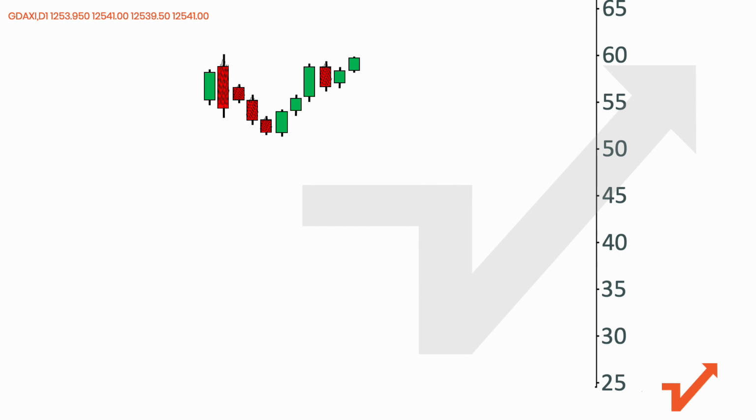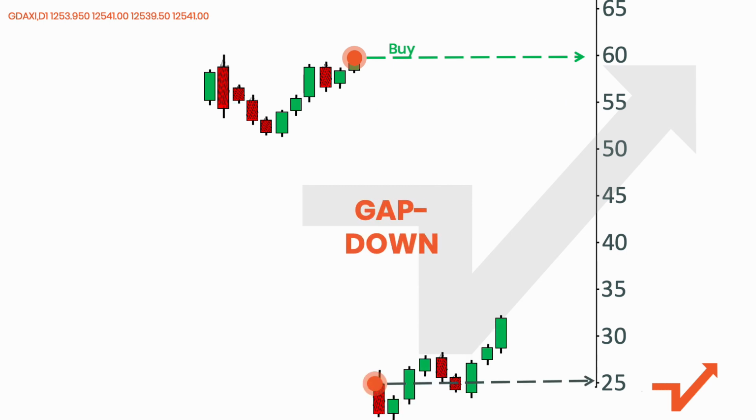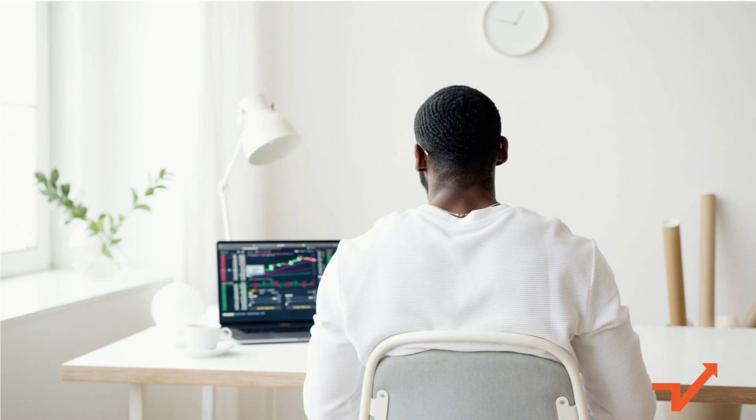Let's say you buy a stock for $60. You set your stop-loss order at $55, so if the price went below $55, you would be stopped out, losing $5. Your stop-loss will not be executed at $55 if something happens overnight, and the stock opens at $25, giving you a loss of $35 per share.